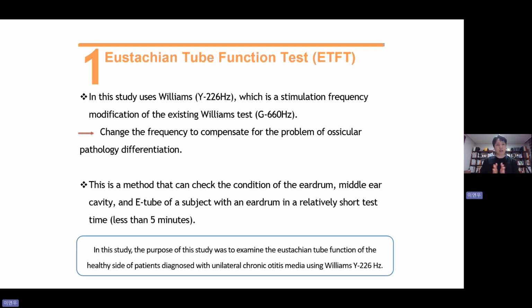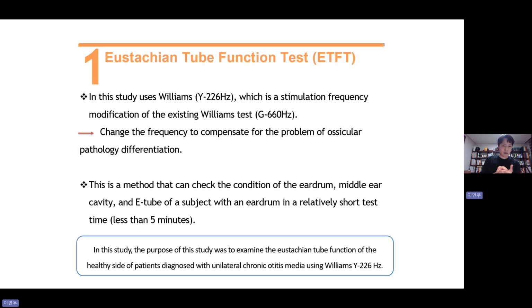In this study, we used the Williams test at 226 Hz, which is the stimulation frequency modified from the existing Williams test at 660 Hz. That's why we changed the frequency, to compensate for the problem of ocular pathology differentiation. This is a method that can check the condition of the eardrum with ear cavity and ETF of the subject with an eardrum in a relatively short test time, maybe less than 5 minutes.